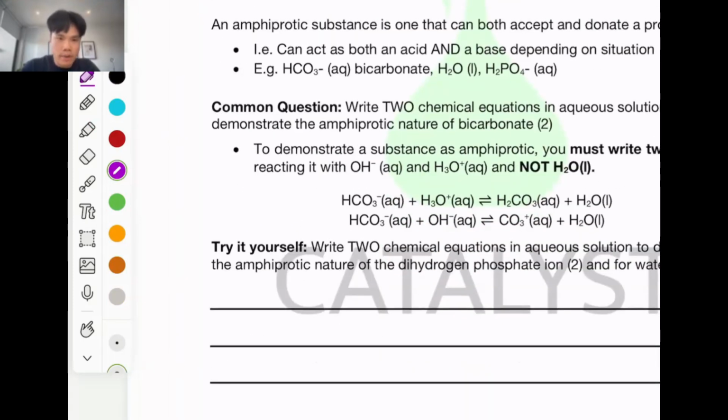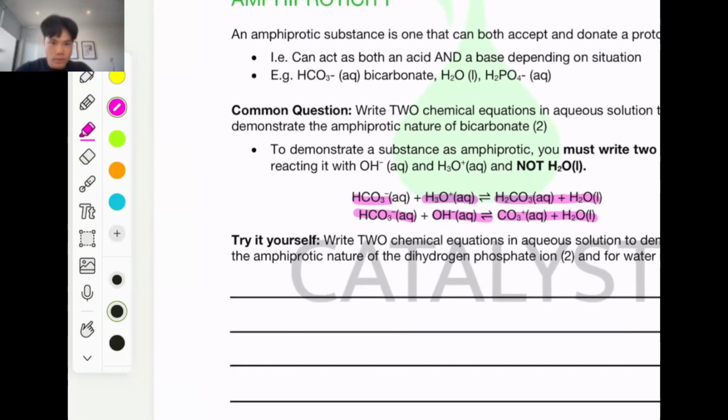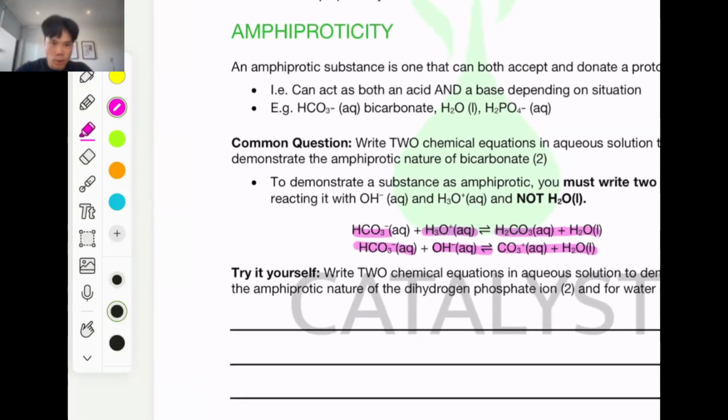So I think someone mentioned amphiproticity. So the case that you have to be able to do repeatedly for amphiproticity is be able to show amphiproticity through two equations. If you have any amphiprotic substance, you take that amphiprotic substance, you react it with H3O plus in one equation, and you react it with OH minus in the other, in order to show that it can act as an acid or a base in either case. It's advisable not to do H2O as what you react it with. It's better to do H3O plus and OH minus.